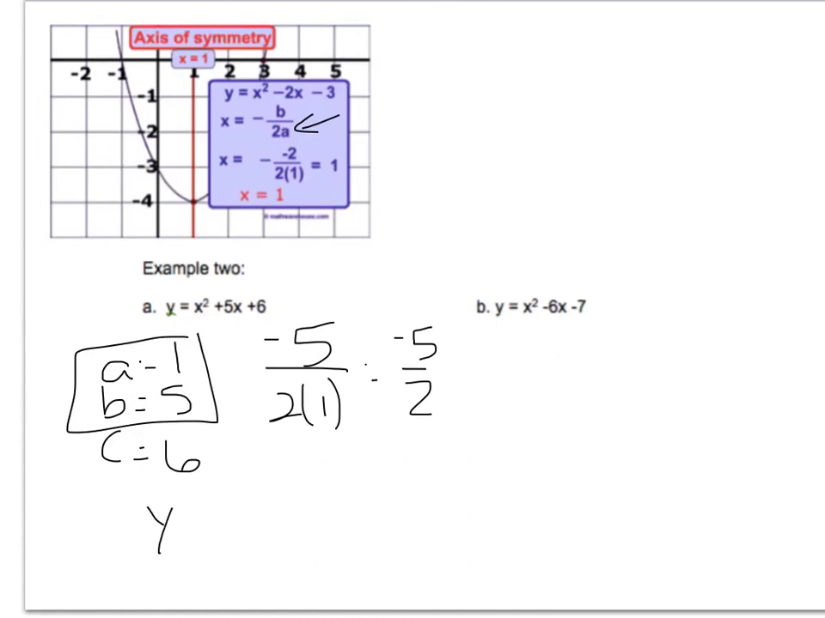So I want you to go through and solve for y as well as b, and we'll talk about this next time we see each other.